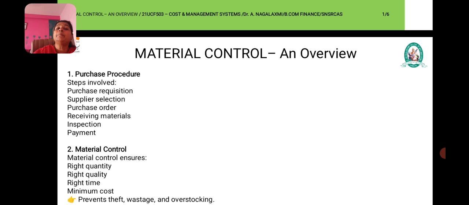Next, we have to make purchase order to that supplier. We have to receive the material. We have to inspect whether all the materials are of good condition. Then we have to make the payment. This is the purchase procedure. These are the steps involved in purchase procedure.